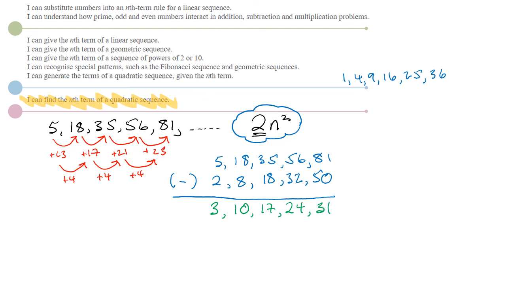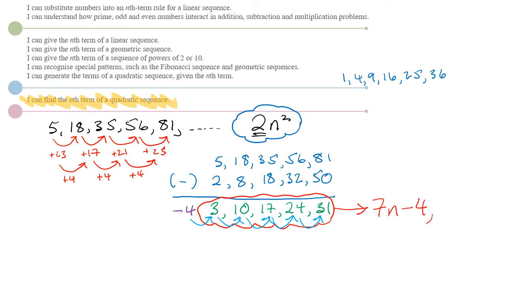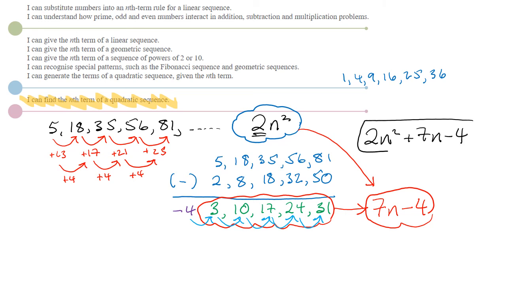Almost done. We now find the nth term rule of this. Now what does this do? This goes up in 7s, so it's 7n. If it goes up in 7s, plus 7, plus 7, plus 7, plus 7, what number came before the first one? Well, that would be the number -4 if it goes up in 7. So the rule is 7n minus 4. That we stick on the end of this to get the final answer, which would be 2n squared plus 7n minus 4. So that completes our nth term rule.